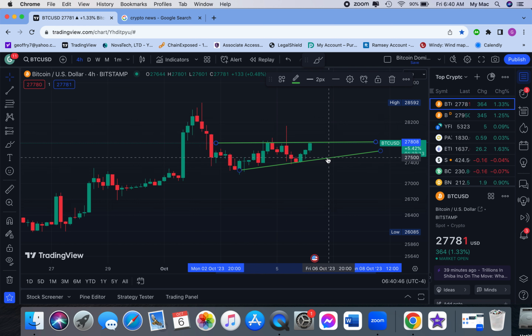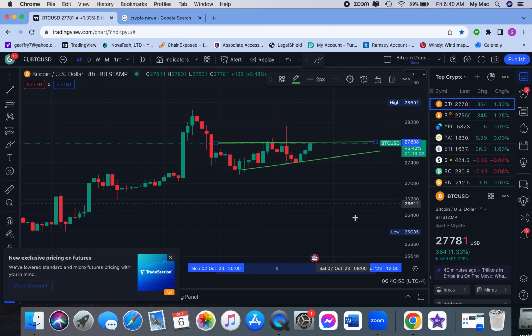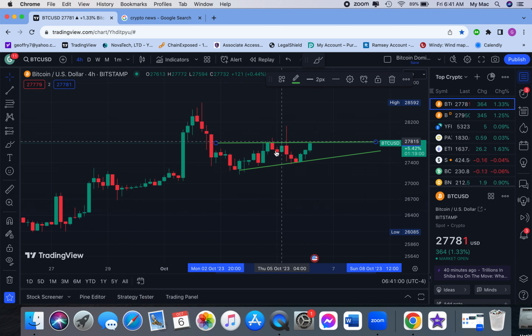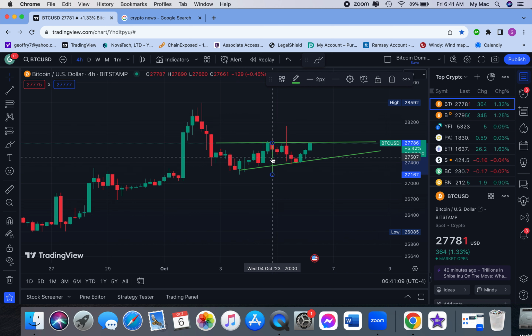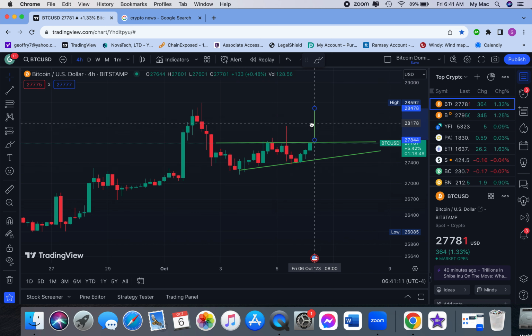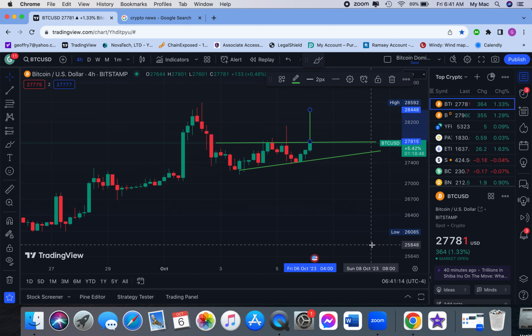So if we don't break through here, then we could come back down to about 27,500, and if we bounce, then we're just consolidating in this range until we break higher. And then once we break it, we can use this as an example of how high we could go. So then you take that and let's say we break out here, and that gives us a target of 28,448.